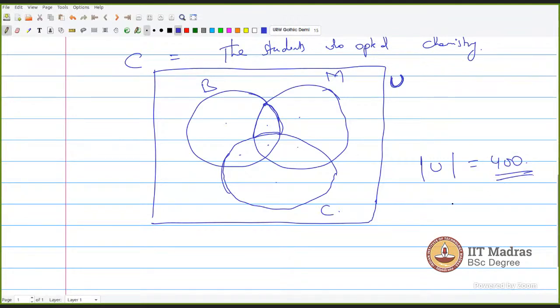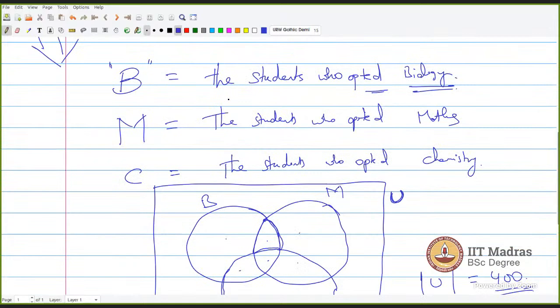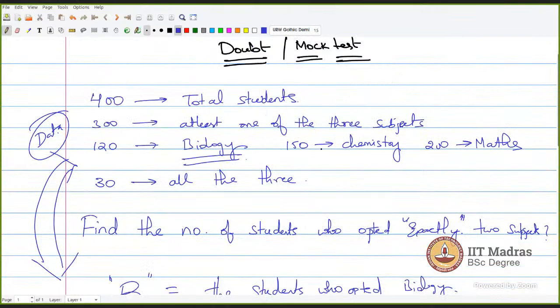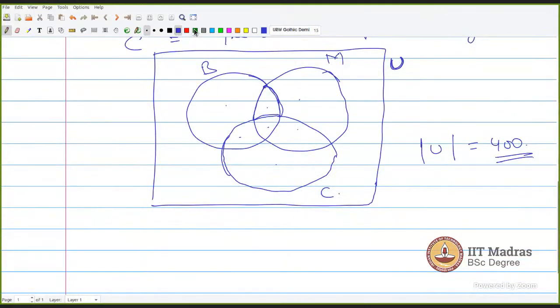Once you get this, the second statement is that 300 opt for at least one of the three subjects. So when you see this region, identify the region which represents at least one of the three subjects. Will this particular region be included or not? Do the students present in this region have chosen at least one subject or not? Yes, sir.